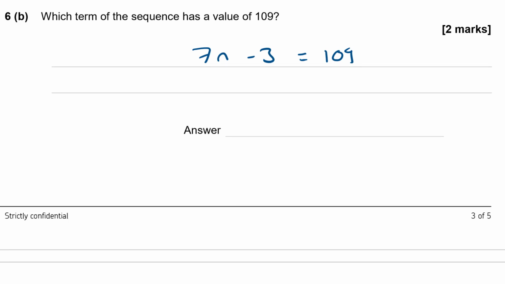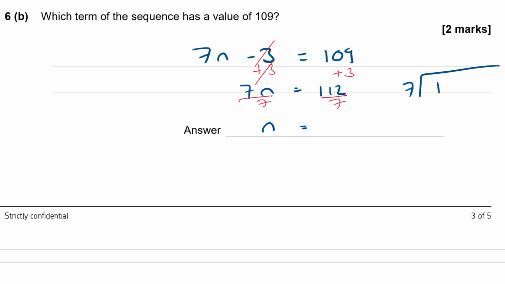So let's add 3 to both sides of this equation. That should get rid of that 3 there and leave me just with 7n on this side. 109 plus 3 is 112. And then we're going to have to divide both sides by 7, aren't we? Divide by 7, divide by 7. And it's going to give me the value of n.